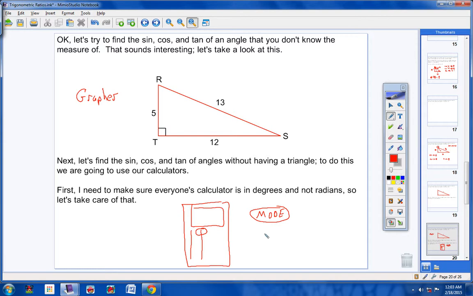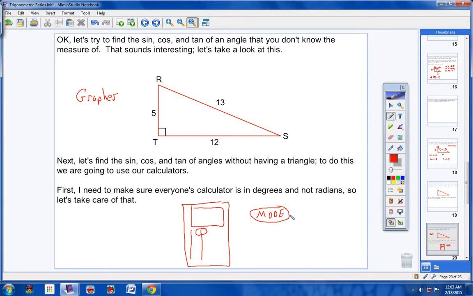Now if you'll go down 3 rows, you're going to see radians and degrees. Make sure degrees is highlighted. Now if radians is highlighted, no big deal at all. Just scroll down to radians and then move it over to the right. So with your right arrow, move it over and then hit enter on degrees. And now degrees is highlighted, okay?